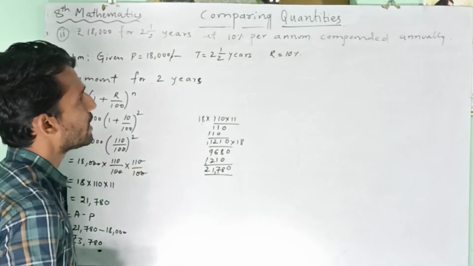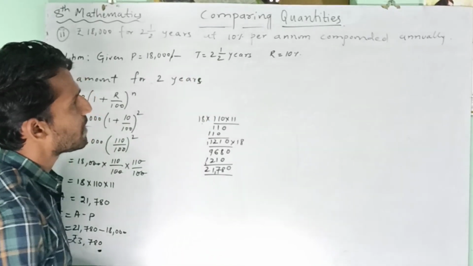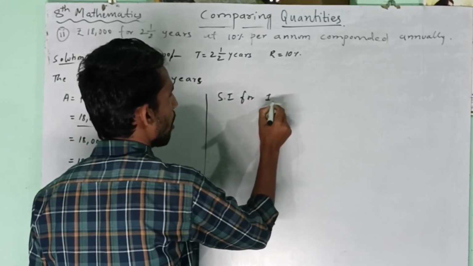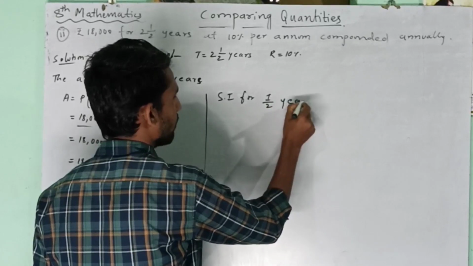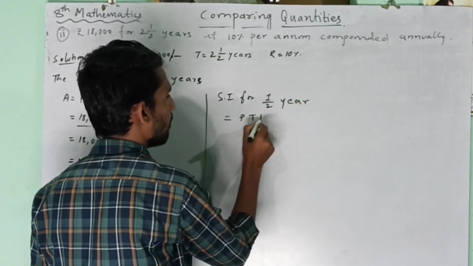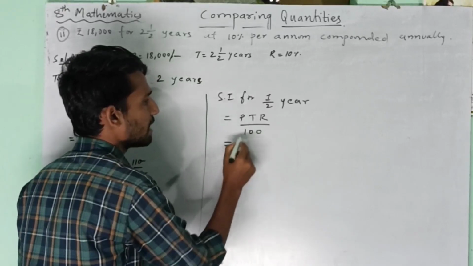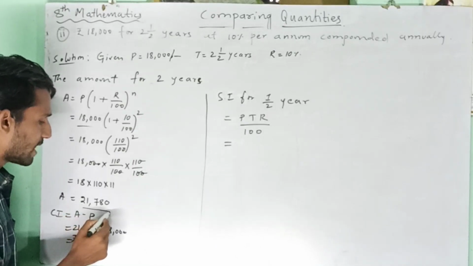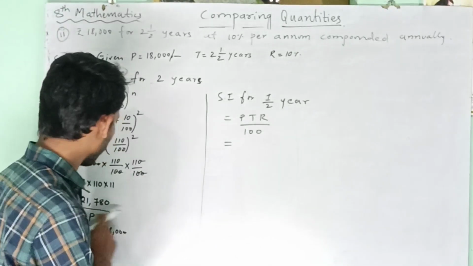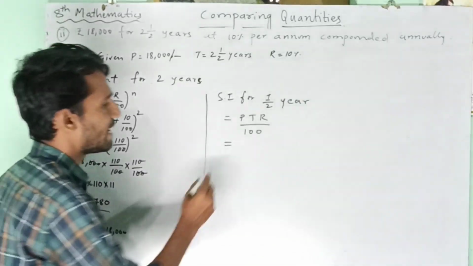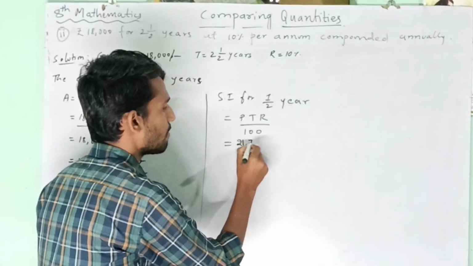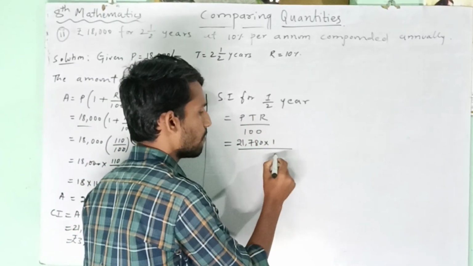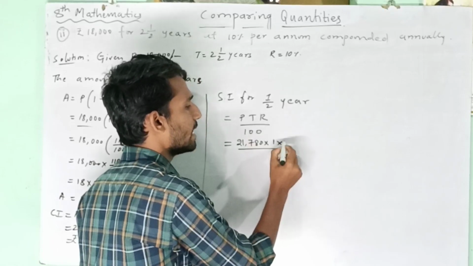Okay, next we have to find out here for half year. We have to find out here simple interest. Okay, now simple interest for half year. You know the formula PTR by 100. Principal, that is principal I am taking here, see 21,780. After 2 years I am taking here principal 21,780 into time I am taking here half. Okay, half means 1 by 2 into rate 10%.